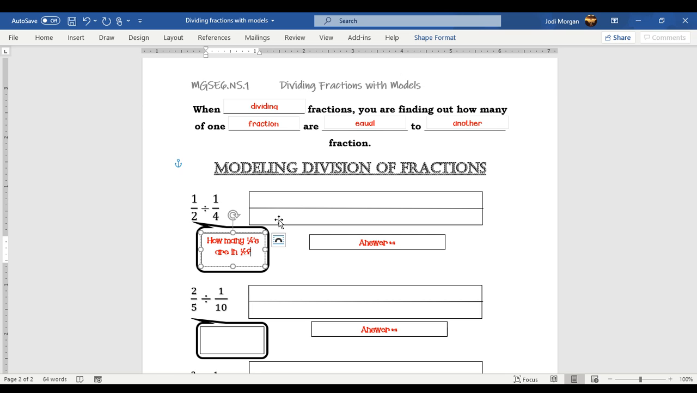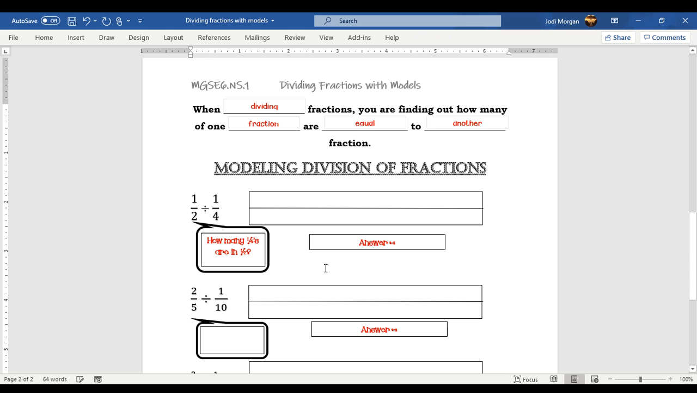So it's like a question that we're reading backwards. I would typically read the math problem 1/2 divided by 1/4, but the question's a little bit backwards. How many fourths are in 1/2? And you should probably already know how many fourths are in a half, but we're going to use this grid over here to model it.